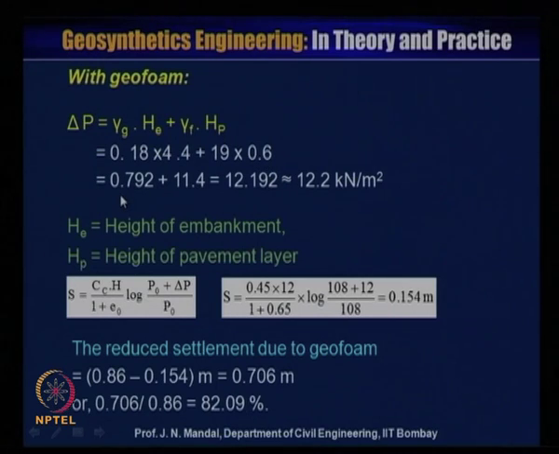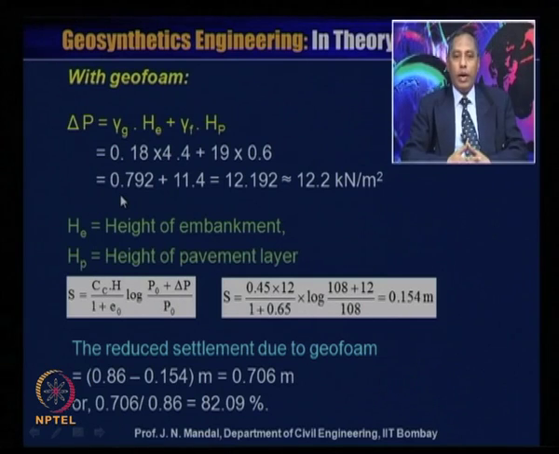So you can obtain 0.792 plus 11.4 is equal to 12.192, and let us say approximately 12.2 kilonewton per meter square. So here I say that H is the height of the embankment and Hp is the height of the pavement layer on the top.